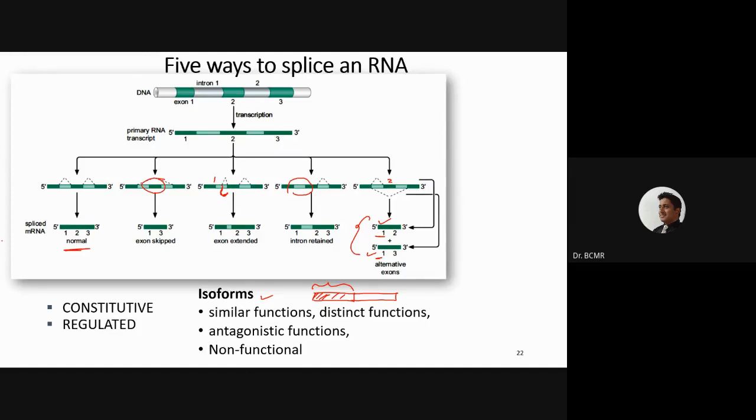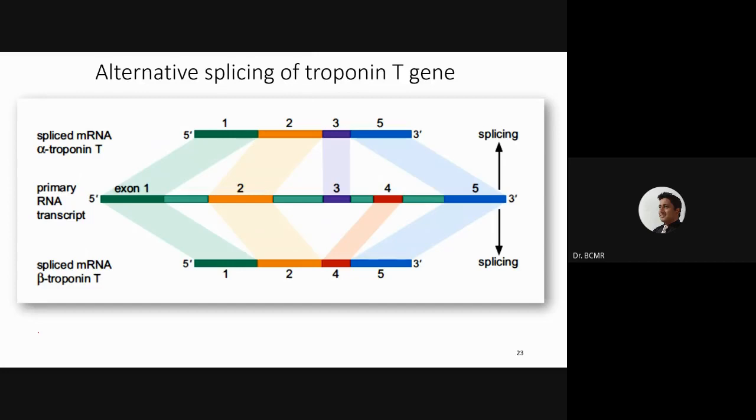Alternative splicing can be constitutive or regulated. Constitutive in the sense it happens continuously and randomly, and the other one is regulated by the presence of other specific factors. Some of the examples we have discussed are alpha troponin and beta troponin. If exon 3 is included but not 4, then you get alpha troponin. If exon 3 is not included but exon 4 is, then it is beta troponin.